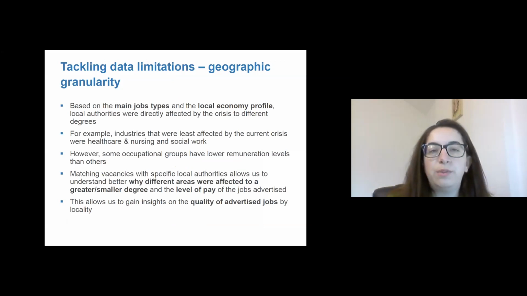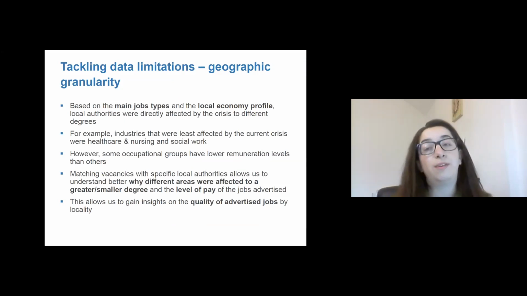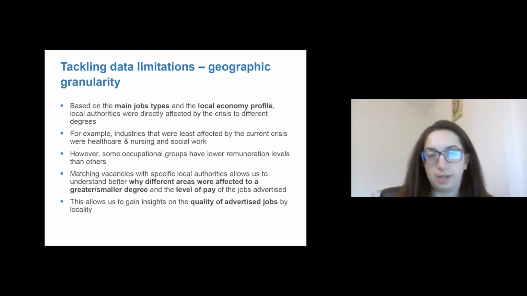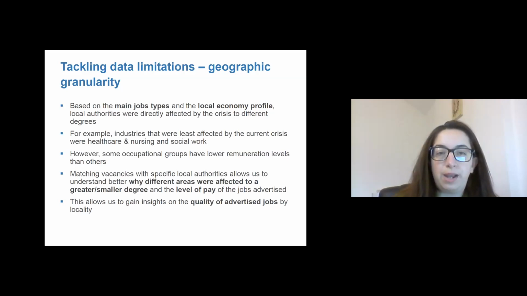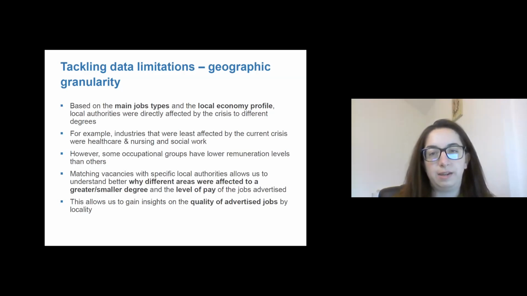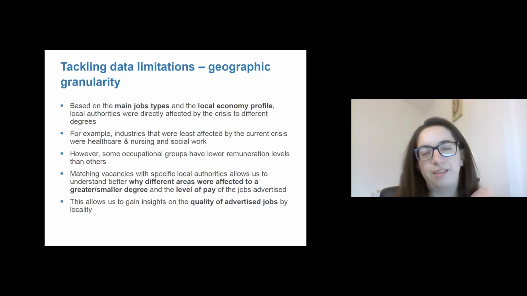So for example, we know that the industries that were least affected by the current crisis were healthcare, nursing, and social work. However, at the same time, those industries and maybe some others may have lower remuneration levels, which might have something to say about the quality of jobs advertised. So understanding the type of industries that predominate in different types of areas gives us a better understanding of how the crisis is expected to affect different areas and why it has.